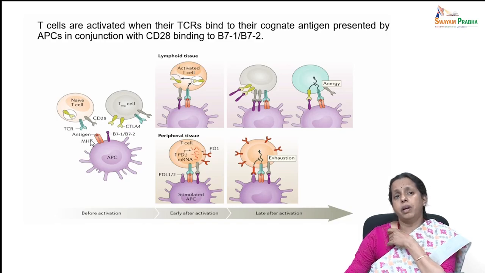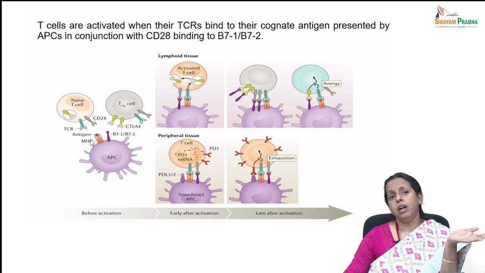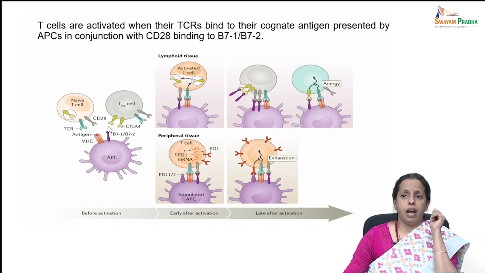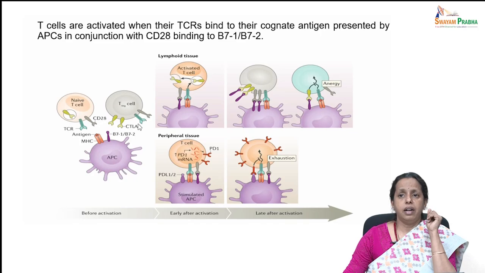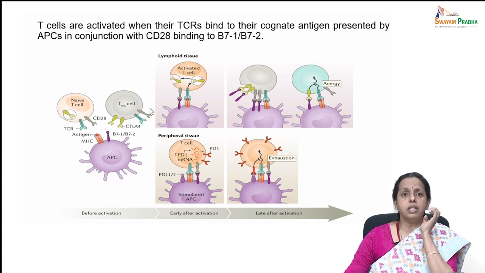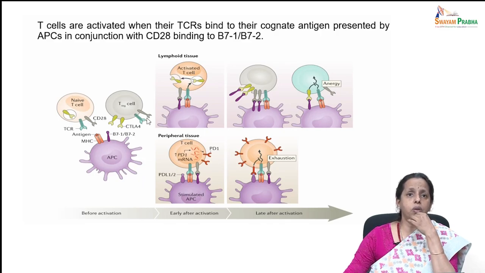All this is important because in CAR T, everything evolved slowly with respect to these particular antigens. After activation in the lymphoid tissues, T cells are activated when their T cell receptors bind to their antigen presented by the APCs, in conjunction with your CD28 binding to your B7-1 and B7-2. These activated cells begin the process of displaying CTLA-4 on the surface.